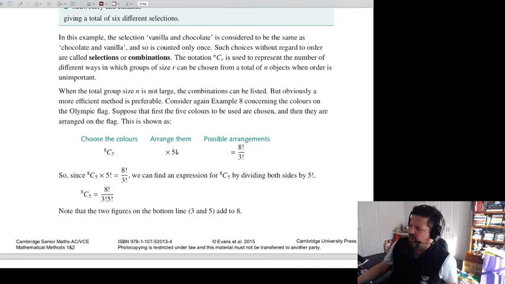Again, if you had to arrange them, you would multiply that by 5 factorial. And in that particular case, you're going to have 8 factorial over 3 factorial as the possible arrangements, which we saw the other day. What they're doing is building this up and showing that because 8C5 multiplied by 5 factorial is equal to 8 factorial divided by 3 factorial, you can find an expression for 8C5 by dividing both sides by 5 factorial, which goes on the line, and you end up with this here.